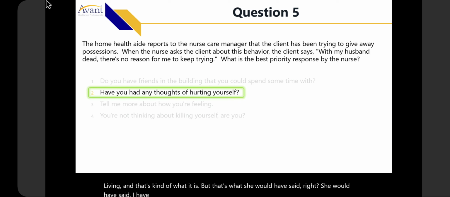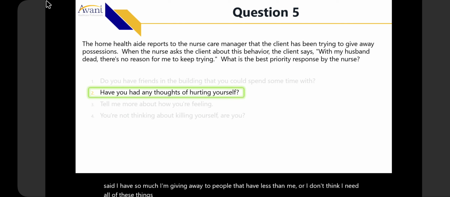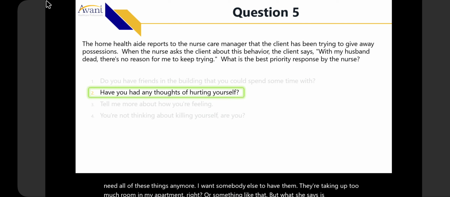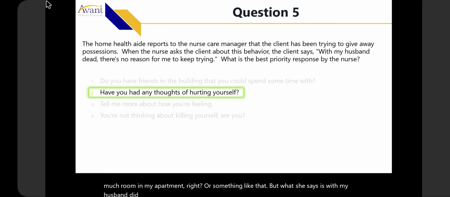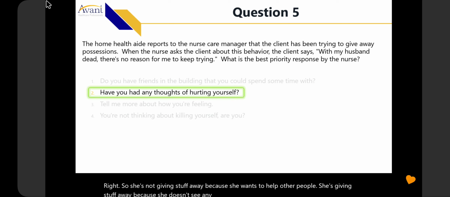She would have said, I have so much, I'm giving away to people that have less than me. Or I don't think I need all of these things anymore. I want somebody else to have them. They're taking up too much room in my apartment, right? Or something like that. But what she says is, with my husband dead, there is no reason for me to keep trying, right? So she's not giving stuff away because she wants to help other people. She's giving stuff away because she doesn't see any further reason for her to keep living her life, to keep going through the motions of daily life.